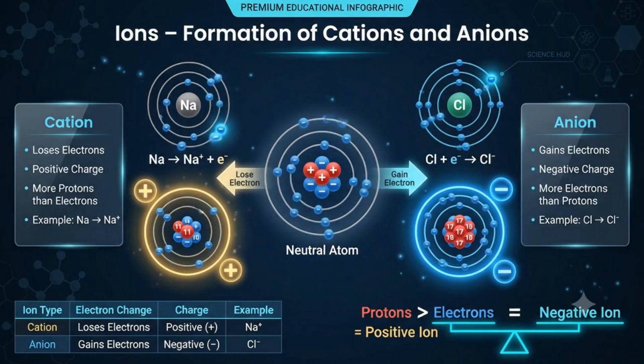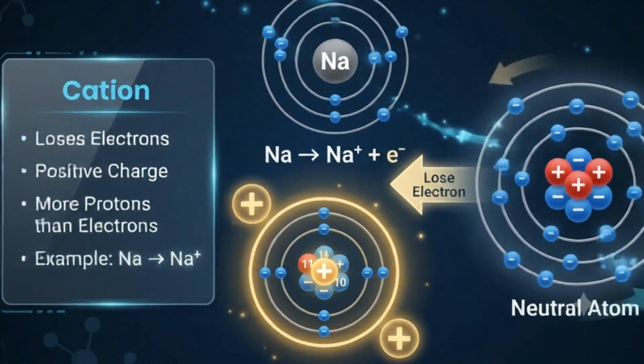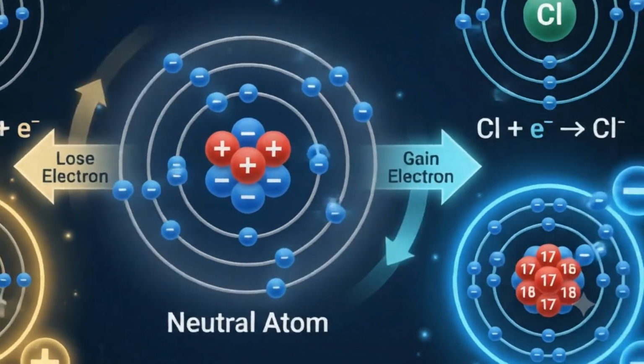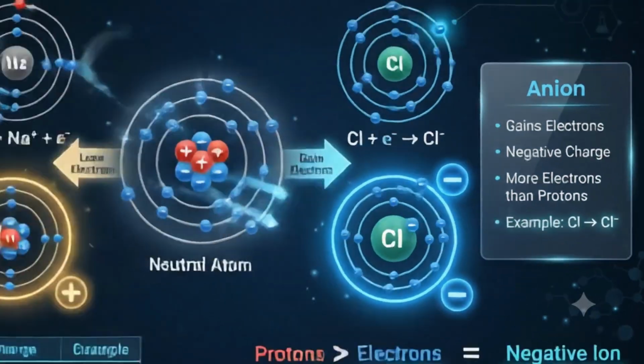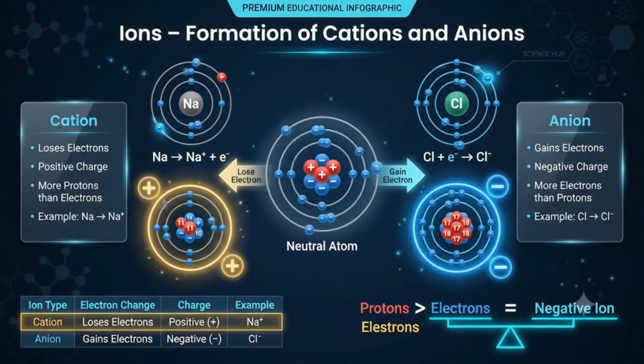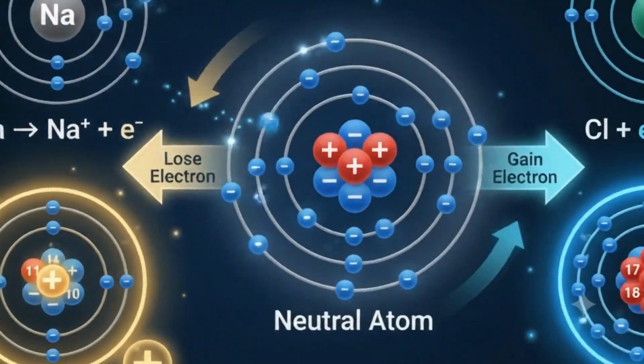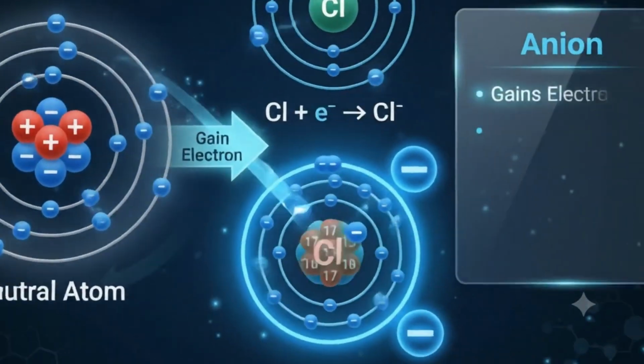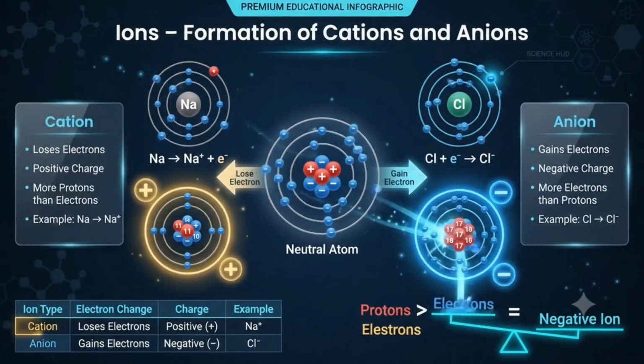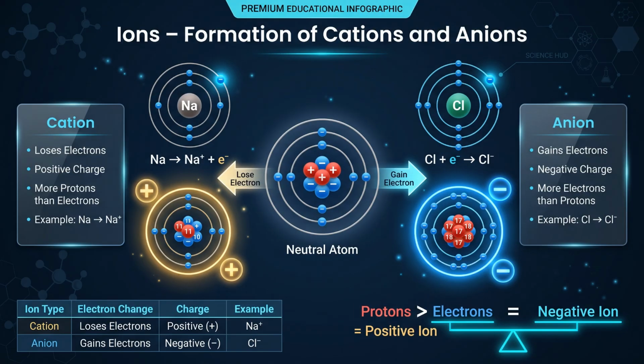After understanding what a neutral atom is, the next important concept is ions. An ion is an atom or a group of atoms that carries an electrical charge because it has gained or lost one or more electrons. In a neutral atom, the number of protons is equal to the number of electrons, so the positive and negative charges balance each other, giving the atom a net charge of 0.